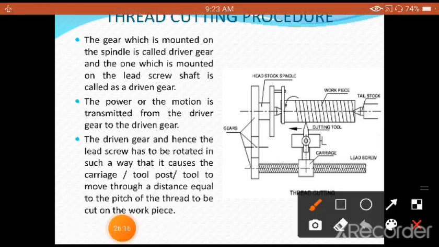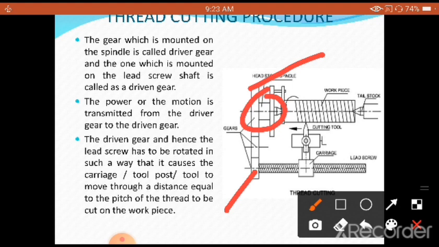The gear which is mounted on the spindle here, we call it the driver gear, and the one which is mounted on the lead screw shaft is called the driven gear. As I have indicated there, it is called a driven gear. The power or the motion is transmitted from the driver gear to the driven gear.